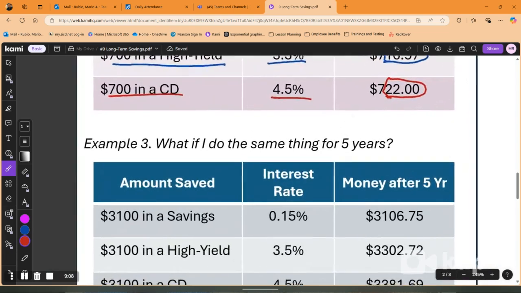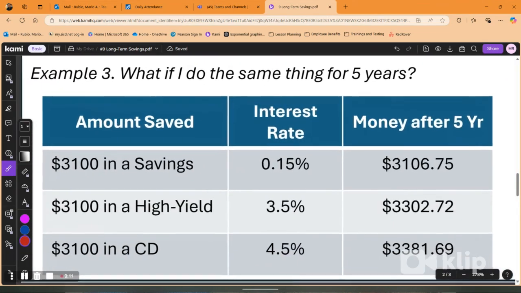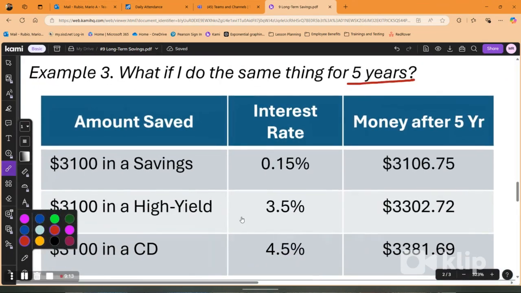How about example 3? What if we do the same thing, but instead of 1 year, what if we do it for 5 years? Okay. $100 down, $50 a month, every month for 5 years. At the end of the 5 years, that's $3,100 that you yourself will save up. But look, you're only going to earn almost $7 in a traditional savings. So you're still getting free money, but it's not growing as fast.